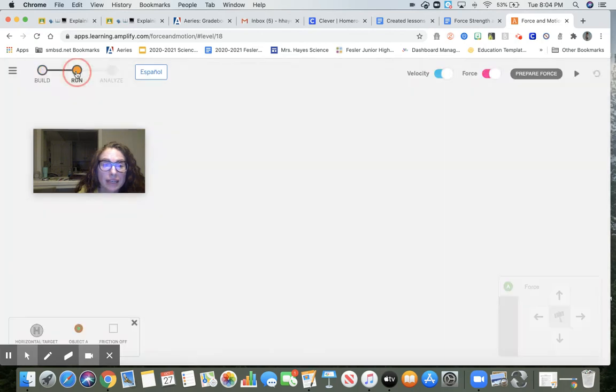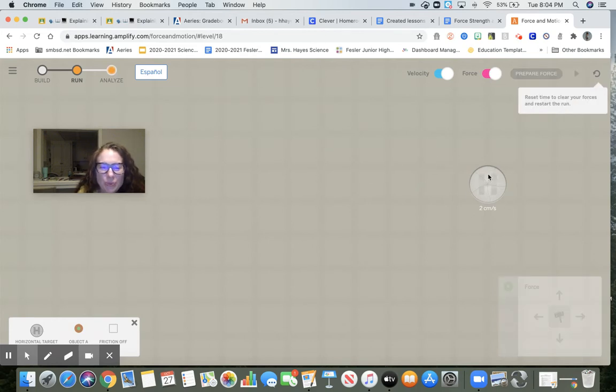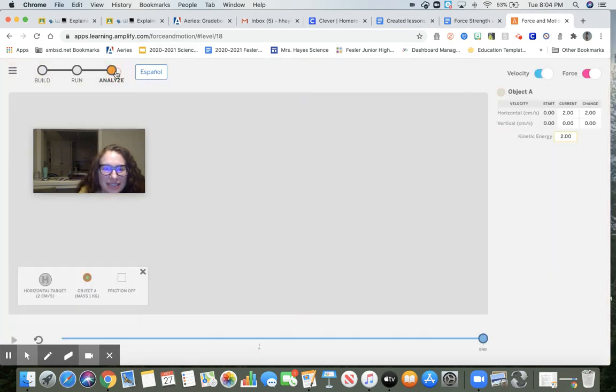So I need to go back here, and I need to do more force because I got it moving, but not quite enough. So I'm going to try 2. 1, 2. Exert force. Moving a little bit faster. Ooh, and it disappeared. That means we got it right. So I'm going to go to analyze.